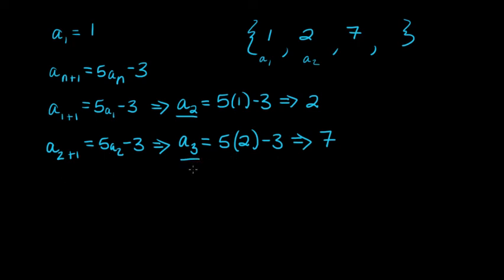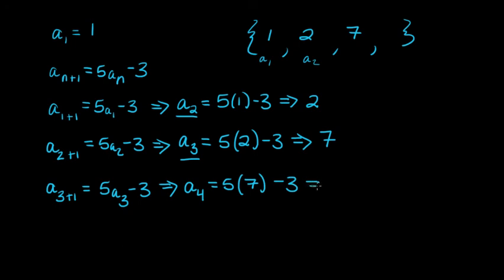Our last one we used was a of 3, so we're going to go ahead and plug in a of 3 plus 1 is 5 times a of 3 minus 3. Plugging what we know, this will make a of 4 equal 5 times a of 3, which was 7, minus 3. And this will give us 32. So we're going to plug in 32, and then this is our final sequence.